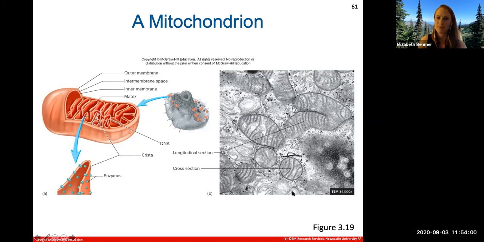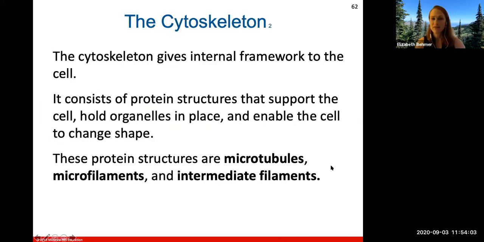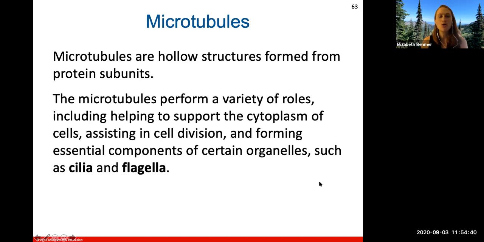They create ATP. The cytoskeleton, so just like we have a skeleton and bones that gives us our shape and holds our framework up, your cells also have a cytoskeleton. The prefix cyto means cell, and this gives internal framework to the cell. It will consist of different proteins that support the cell, hold all these organelles in place, and help the cell to change its shape. And these protein structures will be microtubules, microfilaments, and intermediate filaments. Think of these different types of tubules and filaments as just the cell's bones. So they give the cell its shape and hold everything up. So we'll go over these three types.